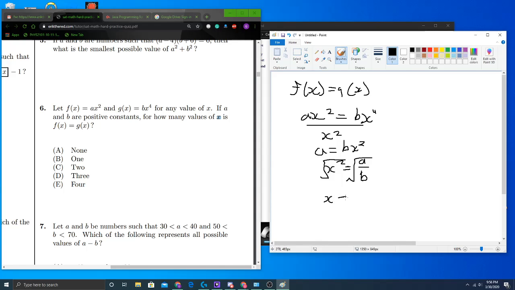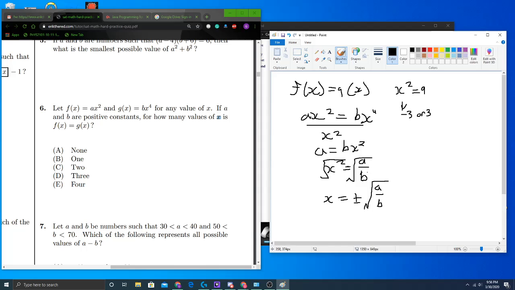And that's going to make a plus or minus, right? Plus or minus the square root of a over b. The reason this is plus or minus is because this was originally x squared. So let's say x squared is equal to some value, like 9. x could either be negative 3 or 3, because when you square a negative value, it becomes positive.